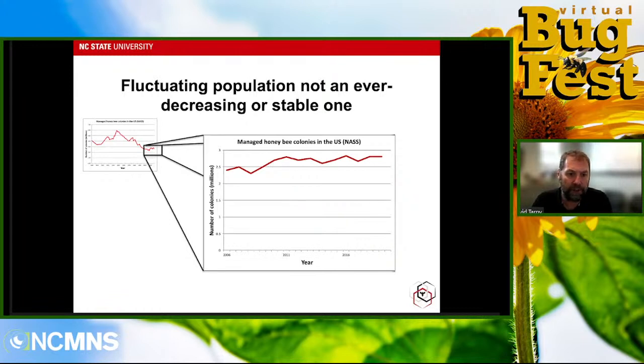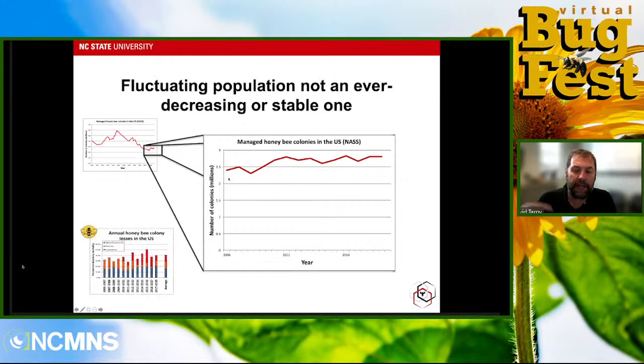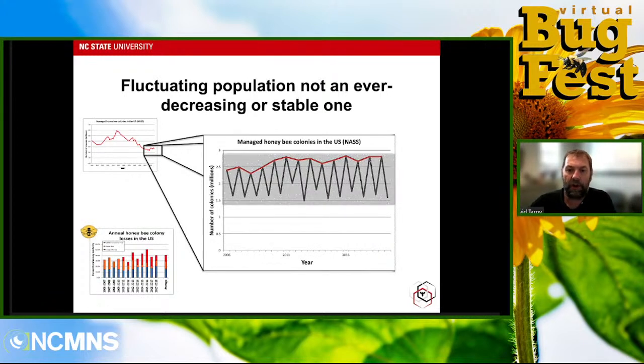And so if we just look at the last 10 years or so, where the population has been stable or even going up a little bit, this is the number that's being reported. But if you take into account the 40% dying off every year, the population is actually fluctuating and going up and down every single year quite dramatically, right? So it's a fluctuating, unstable population of honeybee colonies, not an ever decreasing one.